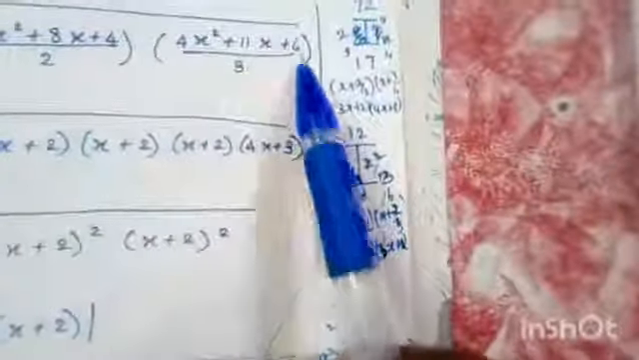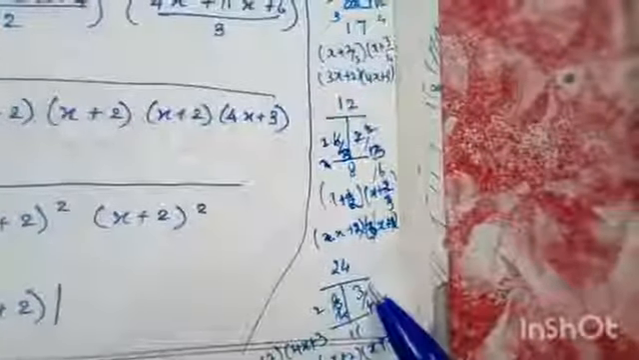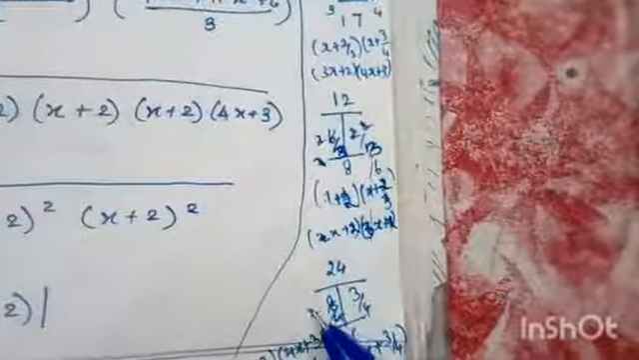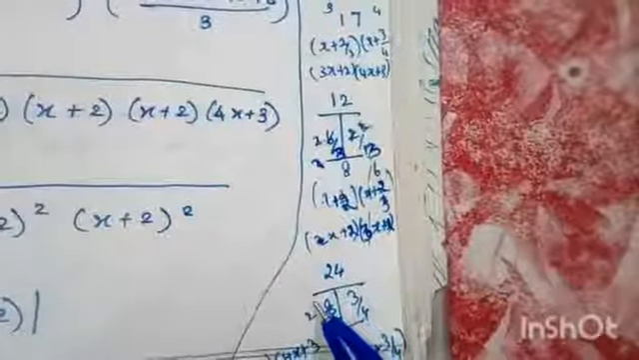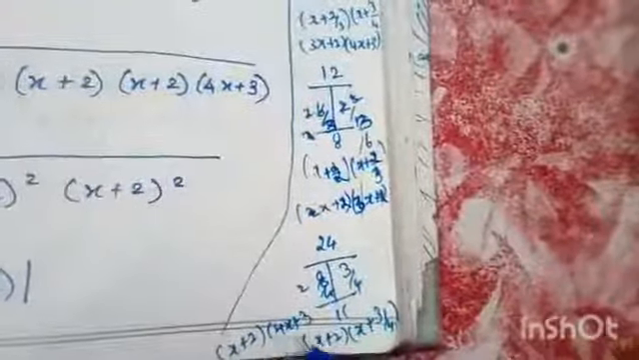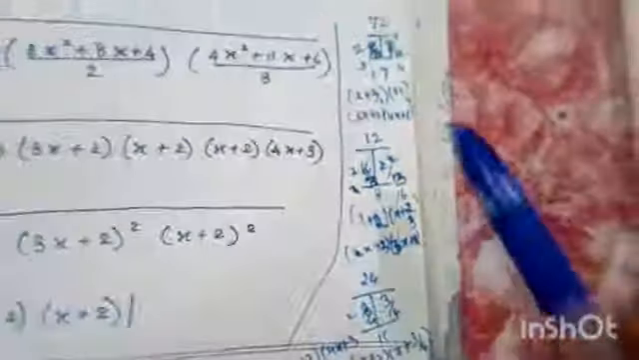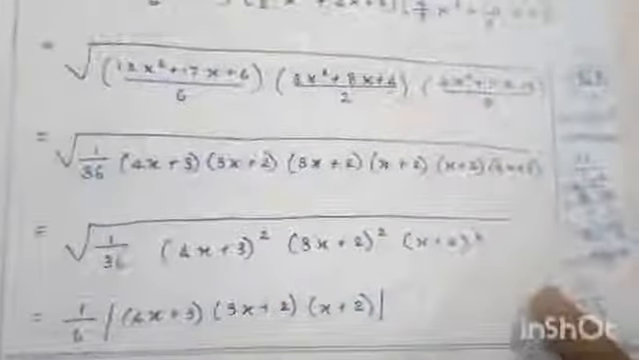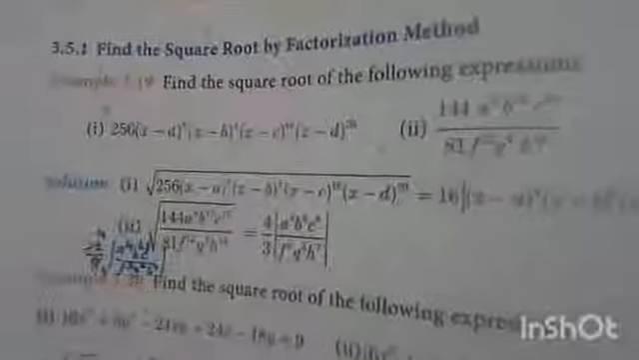Next one, for this 4x square, so product value 24, adding value 11. So 8 and 3, divided by 4. 1 4 is 4, 2 4s are 8. So x plus 2 into x plus 3 by 4. So that is x plus 2 into 4x plus 3. It is same as the previous problem, then the same methods. Students, for example problems you have to follow the exercise problem method.